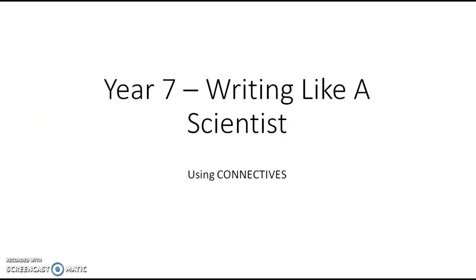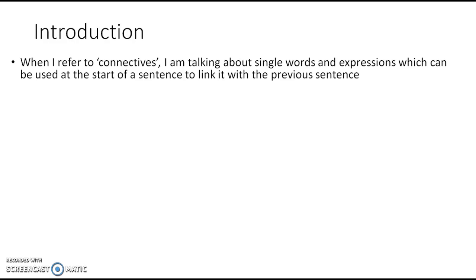Hello. Today we're going to be talking about using connectives, which is going to help you in your Year 7 Writing Like a Scientist project. So what do I mean when I'm talking about a connective? Well, a connective is a word or a small expression which can be used at the beginning of a sentence to link it to the previous paragraph or the sentence before it.